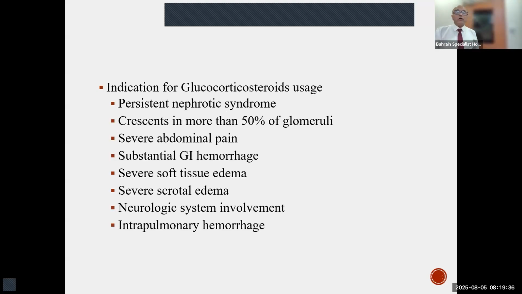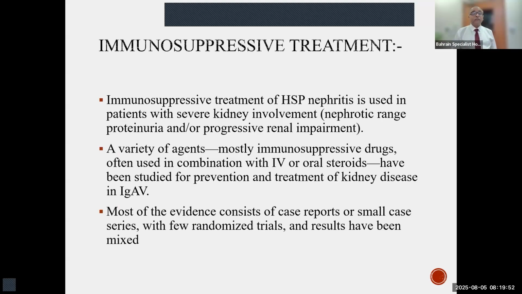Indications of glucocorticoid usage are persistent nephrotic syndrome, or crescents more than 50%, or severe abdominal pain, as I told, or substantial GI hemorrhage, or severe soft tissue edema, severe scrotal edema, or any neurological involvement, or intrapulmonary hemorrhage. Other immunosuppressive therapy of HSP nephritis is used in patients with severe kidney involvement, like proteinuria or progressive renal failure, as it has been documented.